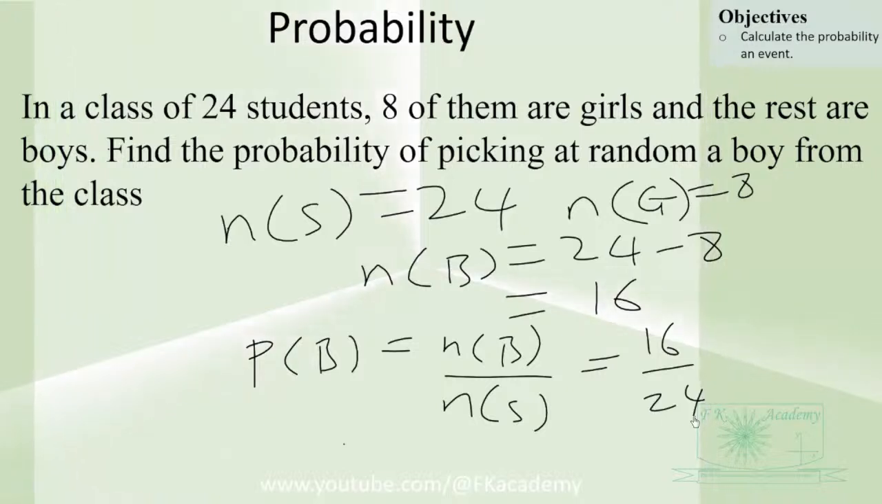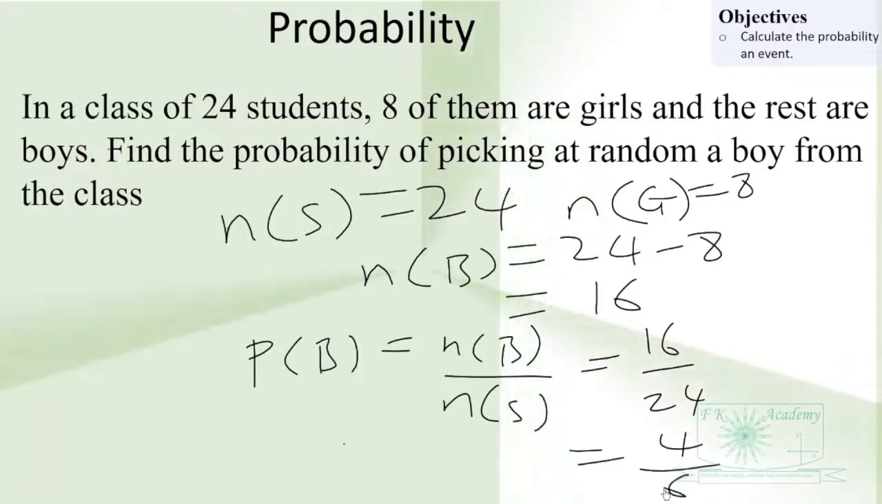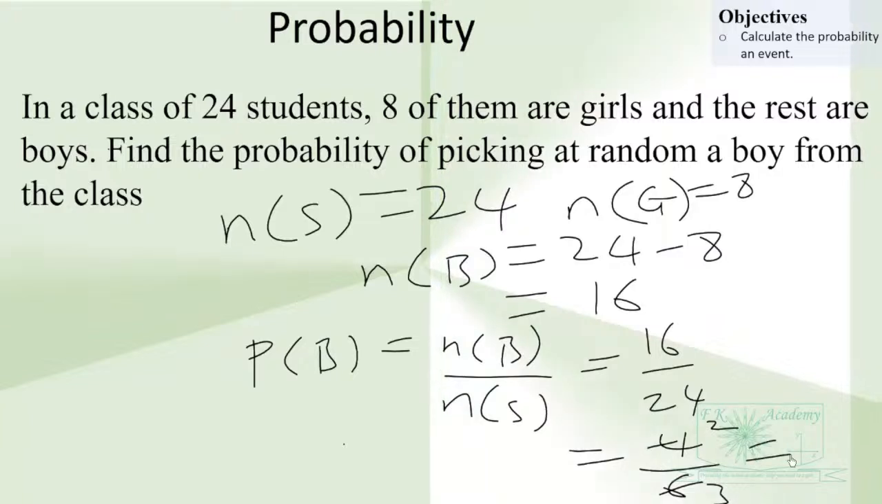Then we know that 16 over 24 can be simplified. 4 will go into 16 4 times, and 4 will go into 24 6 times. And 2 can still go, so we get 2 here 2 times and 2 here 3 times. So the probability will be 2 over 3.